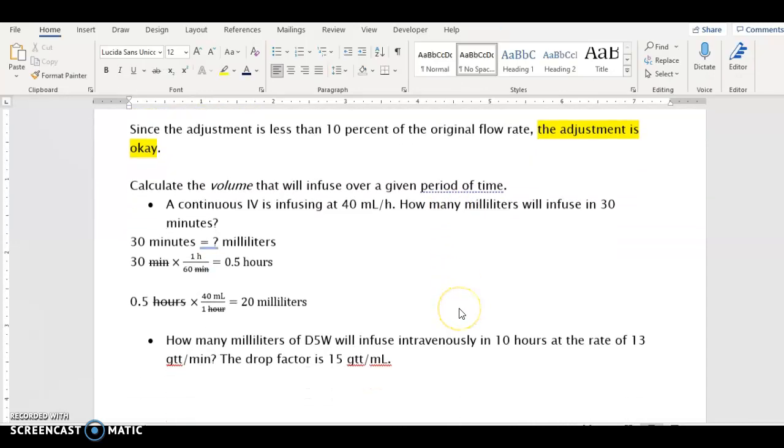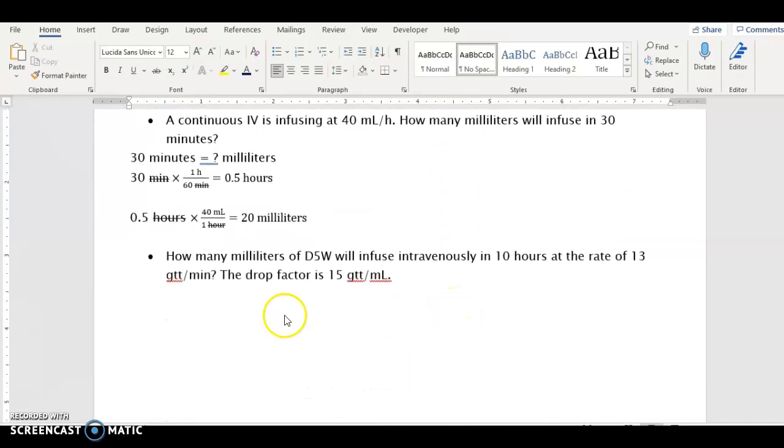Okay, let's look at the next example. It says, how many milliliters of D5W, which means dextrose in water, and the 5 means this is a 5% solution of dextrose in water, will infuse intravenously in 10 hours at the rate of 13 drops a minute. Again, it says that the drop factor is 15 drops per milliliter.